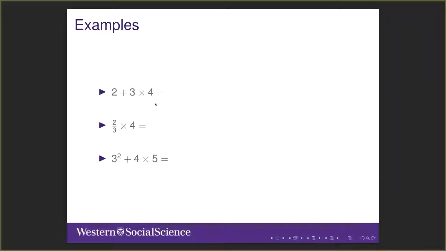Here are three equations that we'll work through. The first one, 2 plus 3 times 4. If we worked left to right, we would add 2 plus 3 first and then multiply the sum by 4. However, that's the wrong way because multiplication comes before addition in the order of operations.